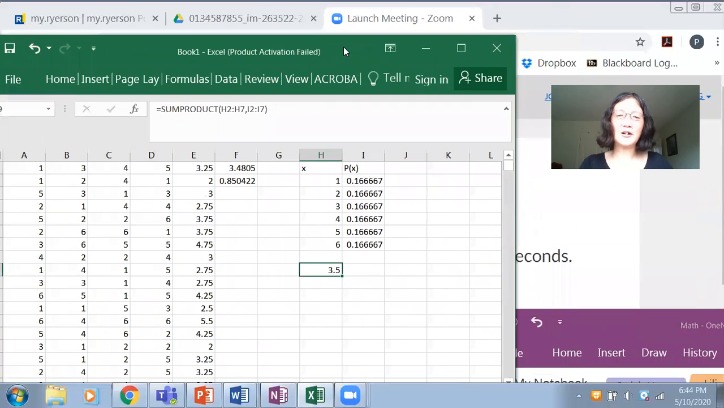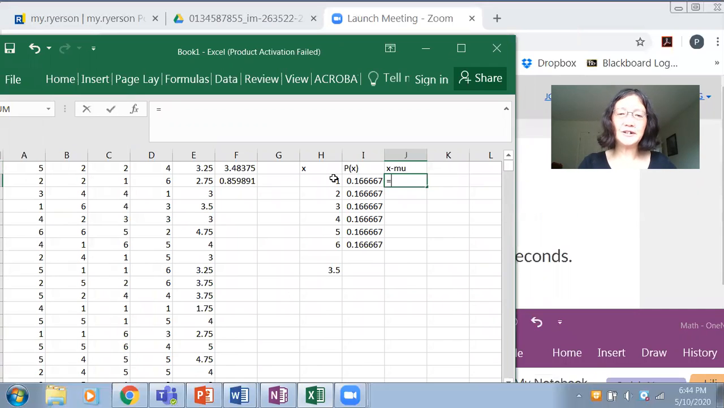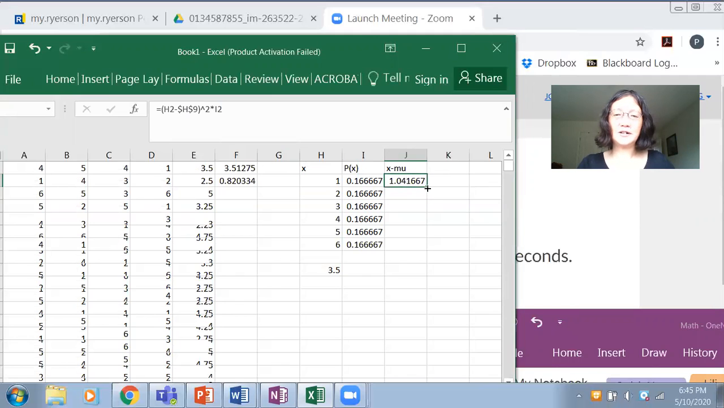So we need to figure out what x minus mu is here. We create a column x minus mu. Because this mu is the same for all x, I will use an absolute cell reference. So that is x minus mu. And I have to square it, and then multiply by px. This is px. You do this for all the x.